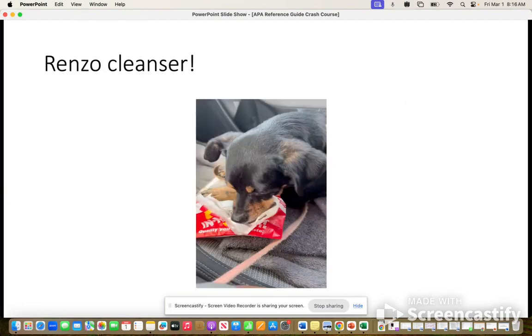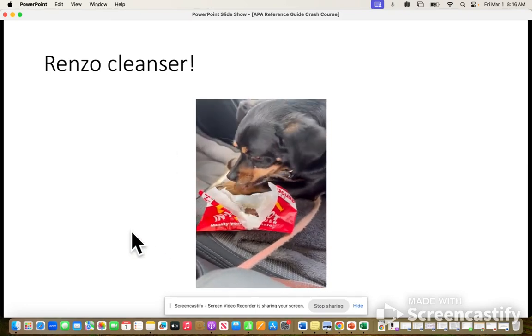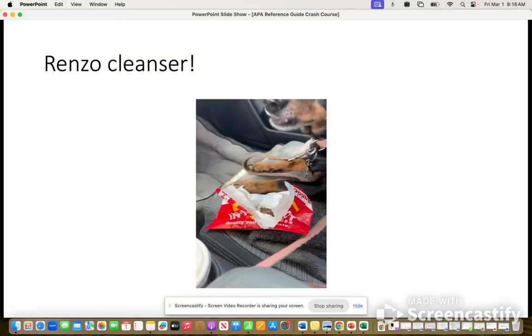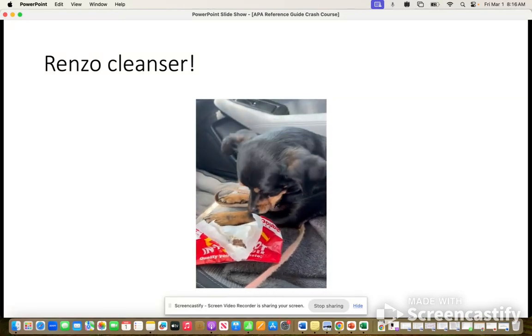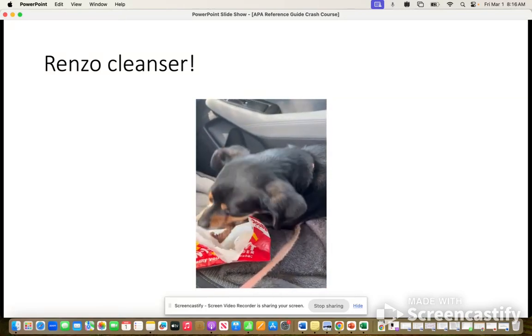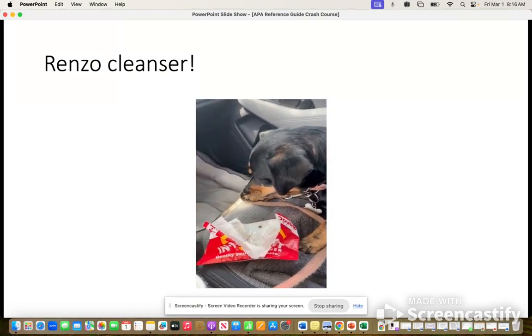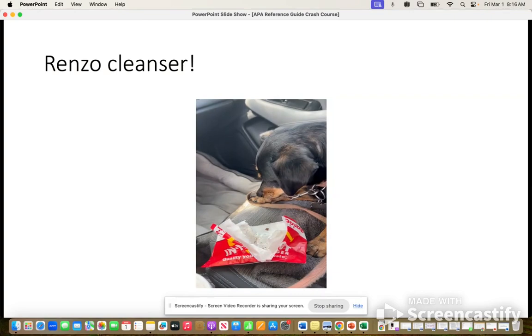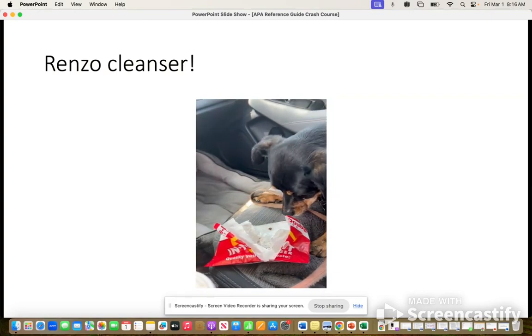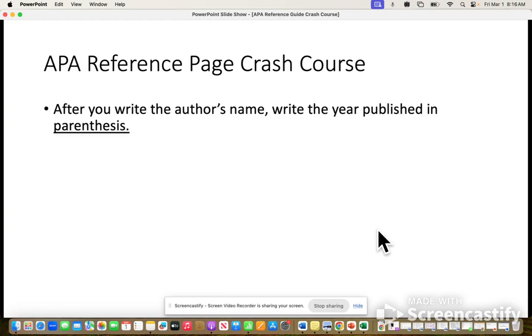Okay. Let's do a Renzo cleanser. This is Renzo eating a puppy patty at In-N-Out. Oh, man. Is there anything better than a puppy patty at In-N-Out? Look how cute he is. Look how excited he gets to eat his puppy patty. Yeah, at In-N-Out, you can order a puppy patty. They give you a piece of hamburger. They don't put any salt on it, anything like that. And your little dogs can enjoy it. All right. Let's move on.